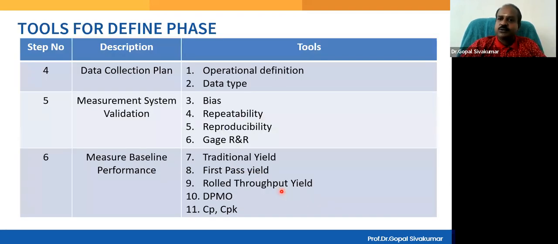And now what are the tools you need to master? For data collection plan, you should master something called data type. There are 2 types of data, continuous data and attribute data. Attribute data is otherwise known as discrete data. Continuous data means measurable. Attribute data means countable. For example, defective buttons, you can count. For example, diameter, you can measure. So data type is something you need to master.